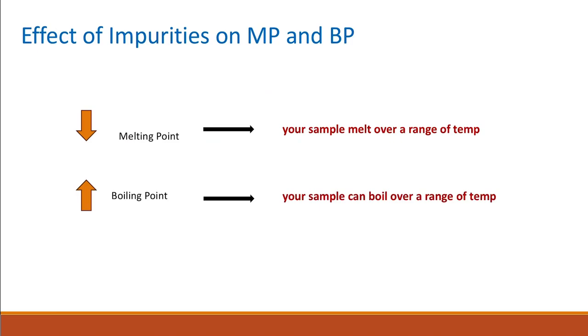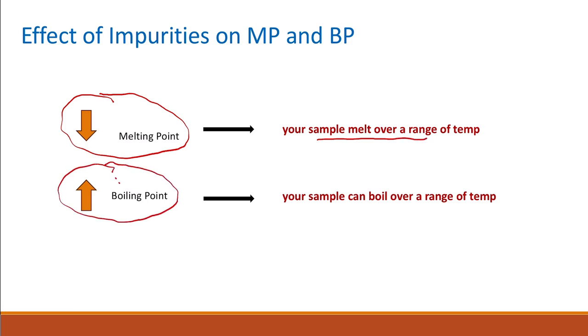Remember that impurities will decrease the melting point of the substance and the sample will melt over a range of temperature. However, it will increase the boiling point of the substance and the sample also can boil over a range of temperature. Formulation is a different thing.